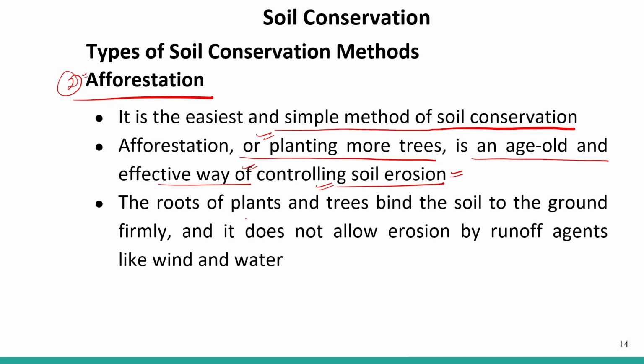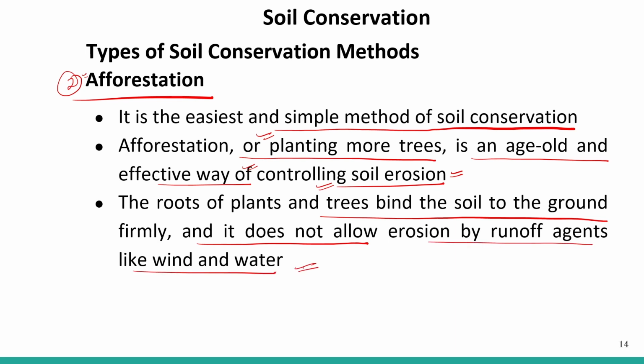The roots of the plants and trees bind the soil to the ground firmly, and it does not allow erosion by runoff agents like wind and water. So the roots of the plants and the trees bind the soil, hold the soil particles tightly, firmly, and do not allow erosion by runoff agents like wind and water.